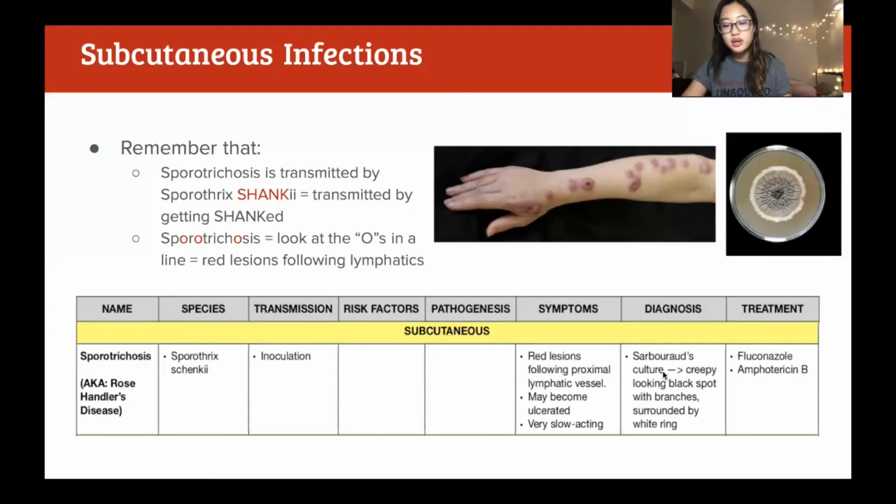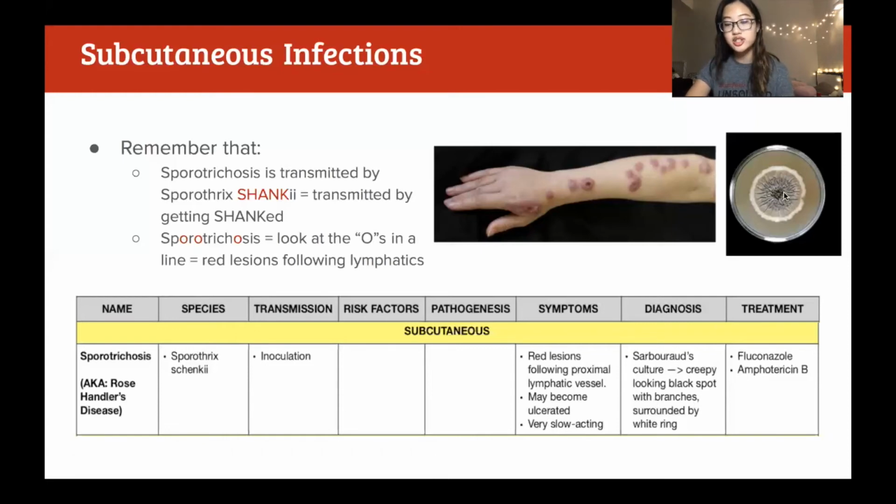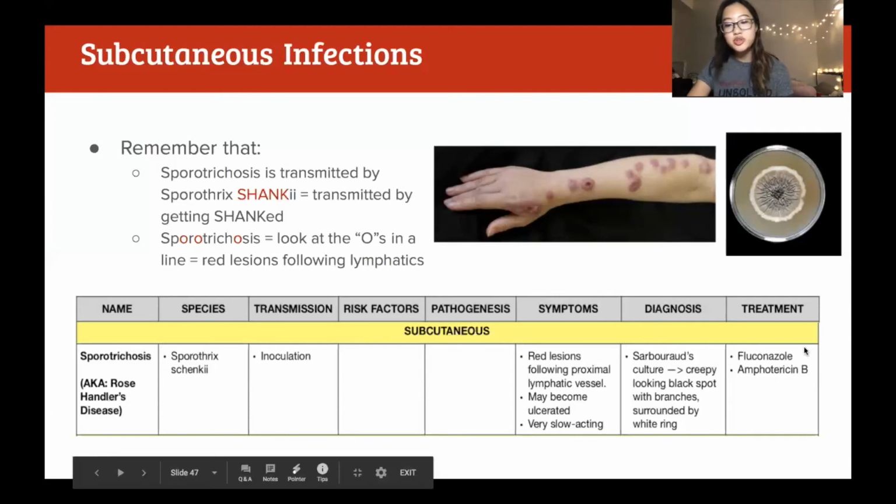And then you can also diagnose this by Sabouraud's culture, in which I put here, there's a creepy looking black spot with branches surrounded by a white ring. So as you can see here, very creepy, and also very distinct black spots surrounded by a white ring. And this can be treated by fluconazole and amphotericin B.